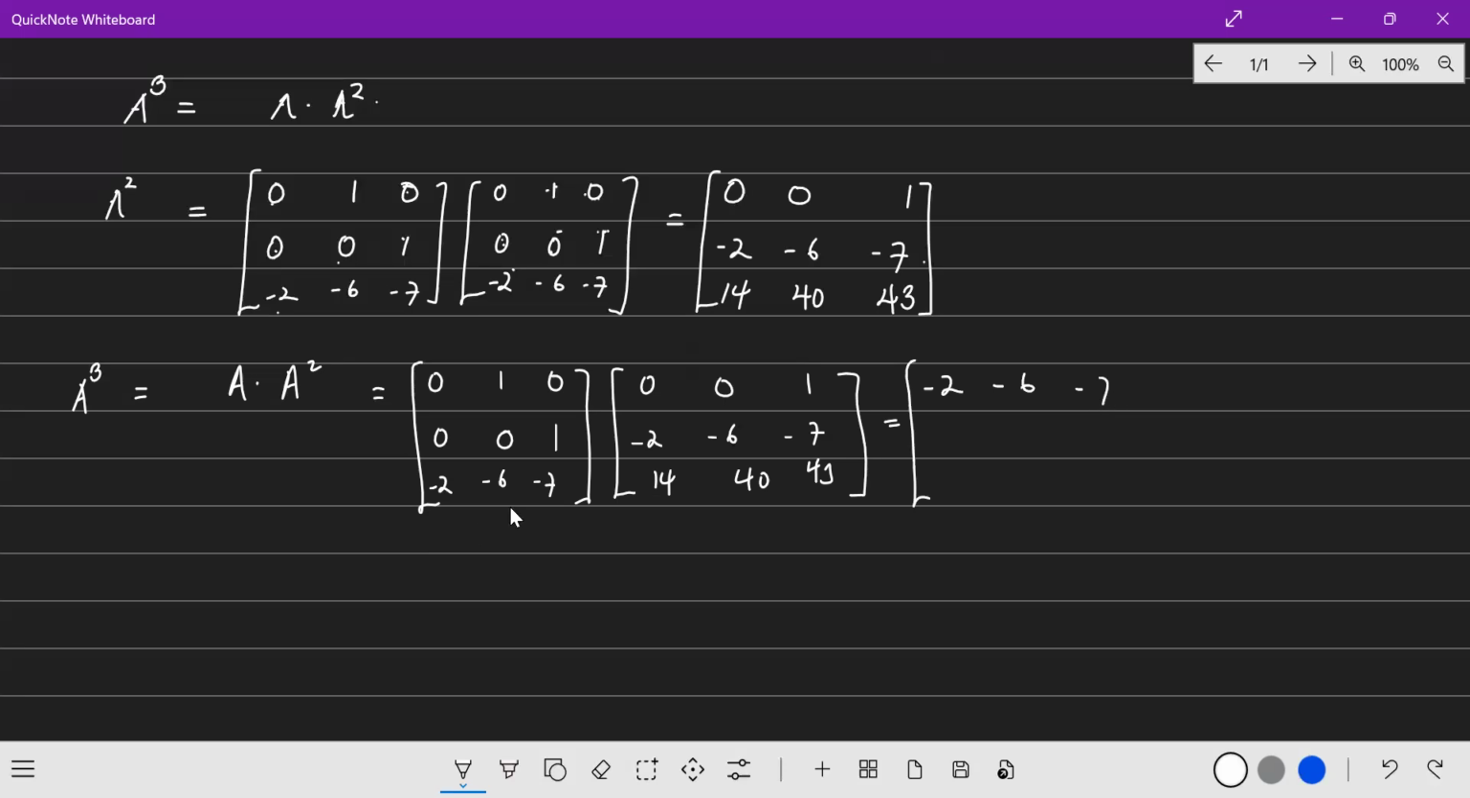Okay. All right. And then the second row, 0 by 0, that is 0. 0 by -2, that is 0. 1 by 14, that is 14, right? And then 0 by 0, that is 0, and then that is 40, right? 0 by 1, that is 0, okay? 0 by -7, that is 0. 1 by 43, that is 43, okay? So this is going to come here.